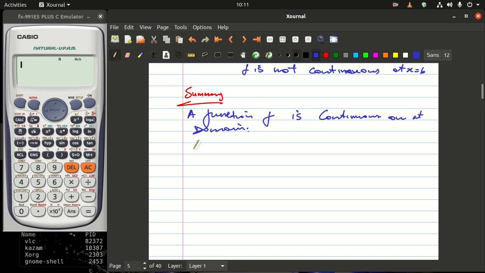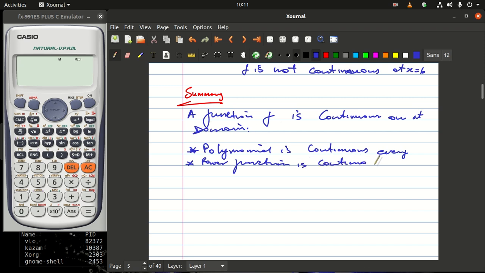So if, let's say, now we are talking about a polynomial, it is continuous everywhere, because I can draw it without lifting my hand. So I can draw it and continue to draw it without lifting my hand. And then I have power functions. A power function is continuous in its domain.